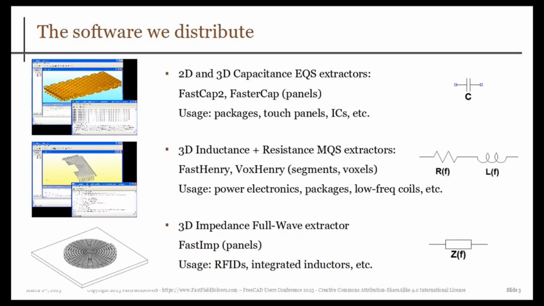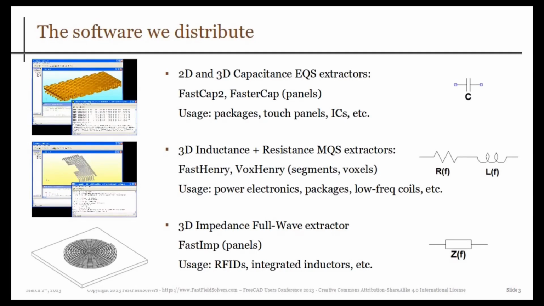There's another class of extractors that works instead in the magnetic field. That's for extracting 3D inductance and resistance. So mainly you extract a resistor and inductor, or if you want, a mesh of them. The usage is mainly for power electronics, again for characterization of packages, or low frequency coils, etc. That class of extractors works in the low frequency domain, so they're so-called magneto-quasi-static or electro-quasi-static extractors. Just to be clear, that means you don't have field propagation, you don't have antennas.